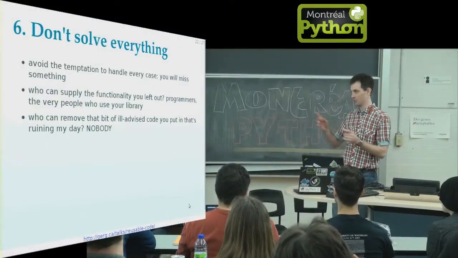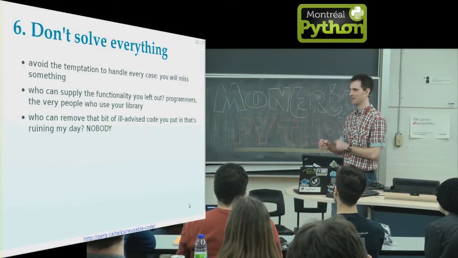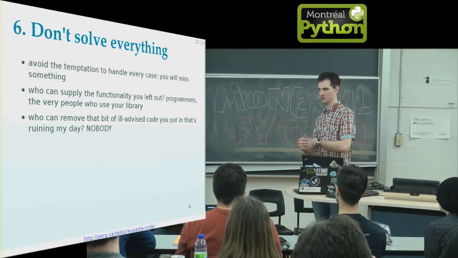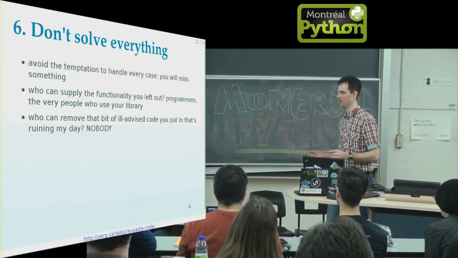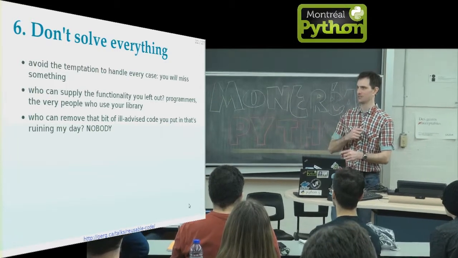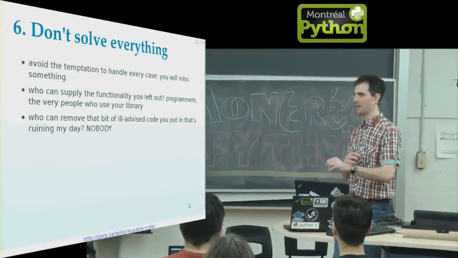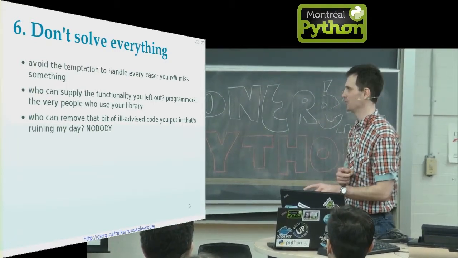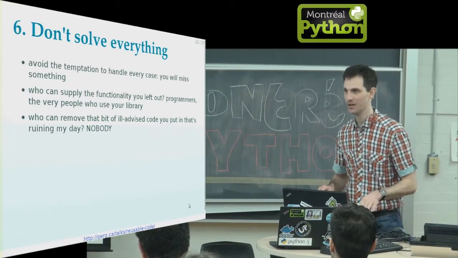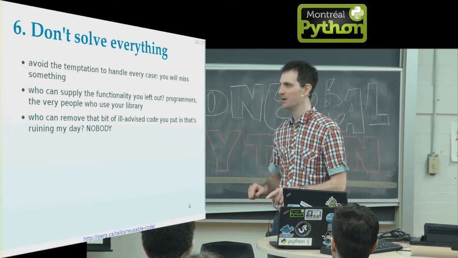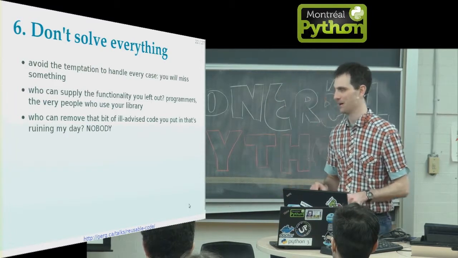And the really important reason is not the fact that your users, your fellow programmers, are perfectly capable of implementing this code on their own. It's the converse of that, which is that if you've got bad, ill-advised code in your library, you know who can take it out? Nobody. Not your users, not you, because of backwards compatibility.